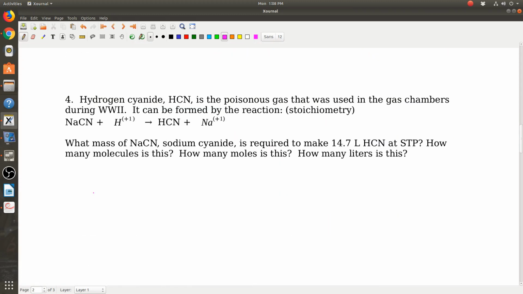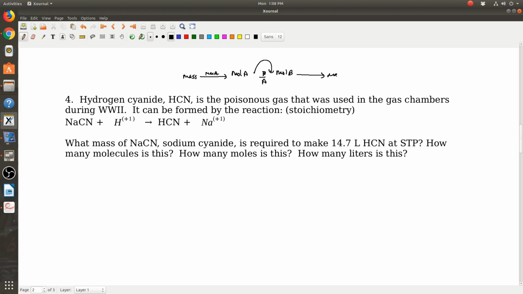Number 4. I did this question mostly because I want to find questions that are kind of interesting, and this one is going to require stoichiometry. So before we do it, I'm going to write out the stoichiometric pathway for you again. Moles of A go to moles of B using the molar ratio. You should know that. Mass of A goes to moles of A using the molar mass of A.